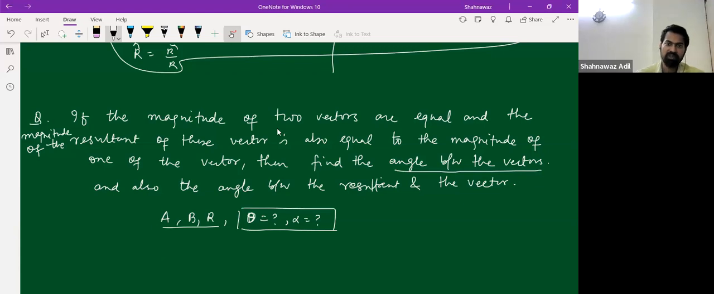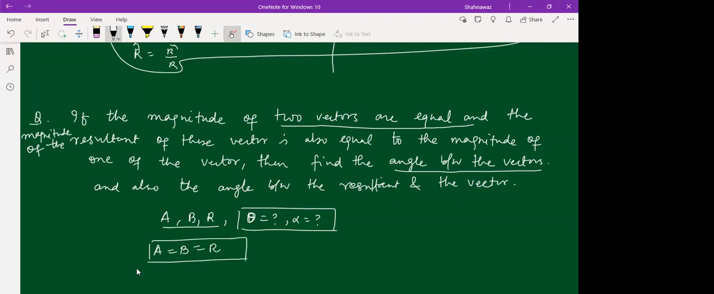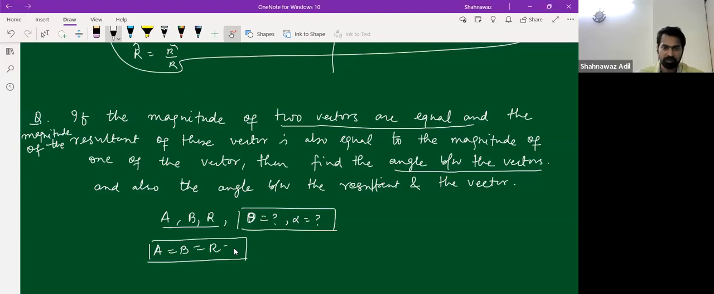Okay, and what is the condition given? The magnitudes of the two vectors are equal, so let's say A equals B, right? And the magnitude of the resultant of these vectors is also equal, so this is also equal to R. Let's say this is some M. The magnitude is M. Understood, guys?